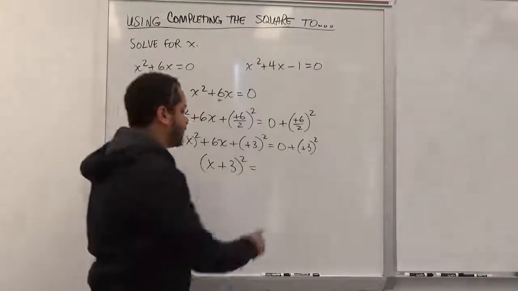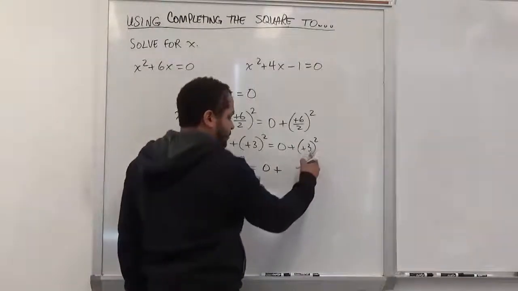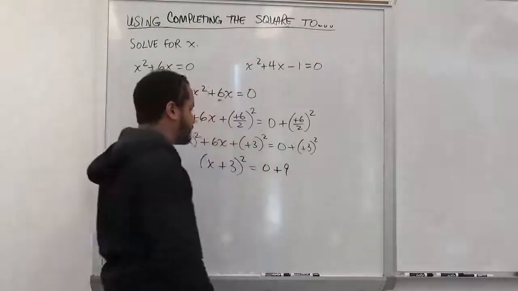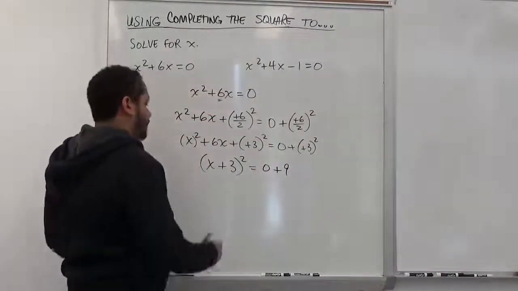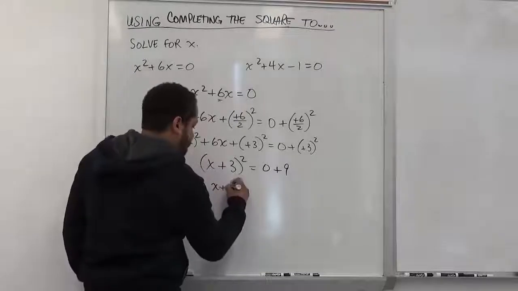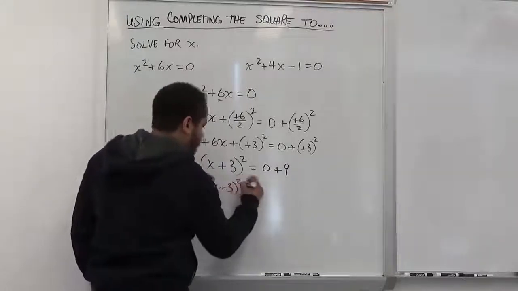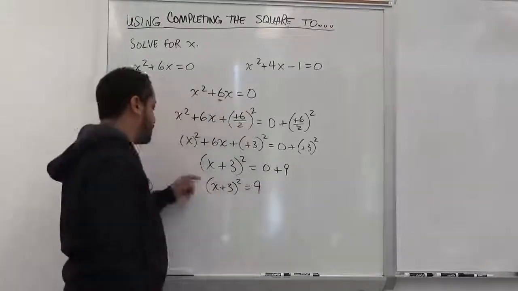Now on the right-hand side here we have 0 plus 3 squared, which is 9. No matter the sign, it is always going to be a positive 9. So now we have our completed square. And using the completed square to solve for x becomes pretty straightforward.